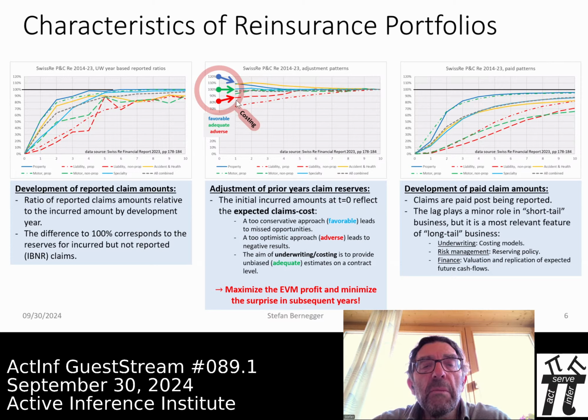So in time 1, the reserves are maybe 80 or 70%, and then these reserves have to be gradually increased until they reach a stable level. In the case of property or accident health, at time 1, we are higher, and then it decreases. So here we have kind of a favorable development, so reserves can be released, and here we have an adverse development, which means you have to constantly increase the reserves in order to be able to pay all the claims.